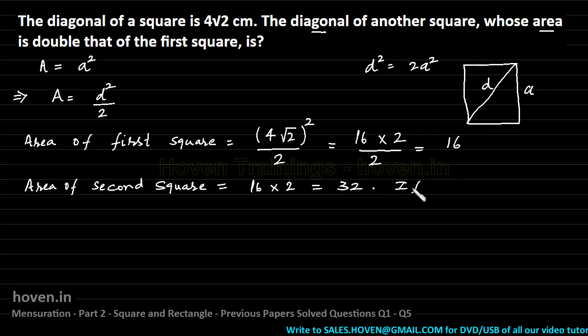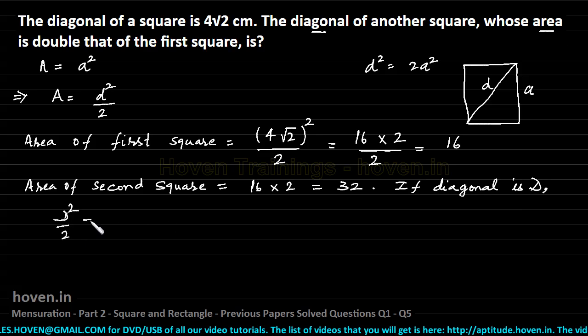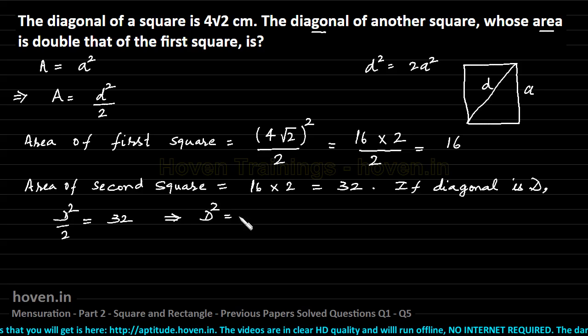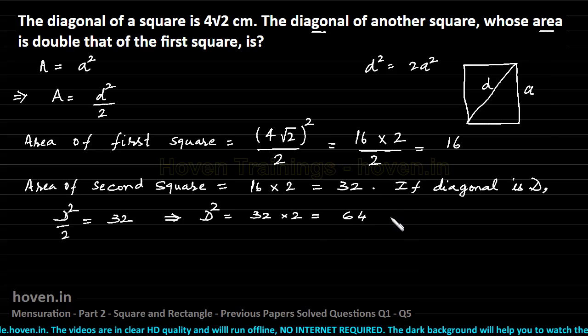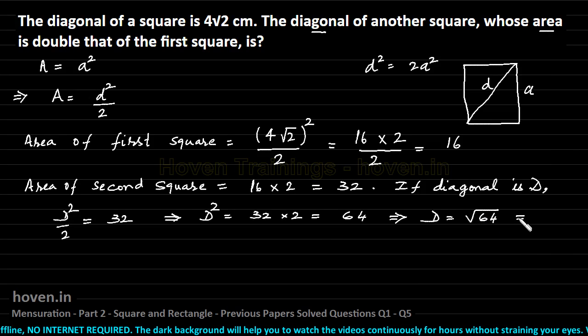Now if diagonal is D, we can say that D square by 2 should be equal to 32. D square by 2 should be equal to the area, which is 32, which implies D square should be equal to 32 into 2 equal to 64, which implies D should be equal to, now take the square root of 64, which comes to 8 centimeter.